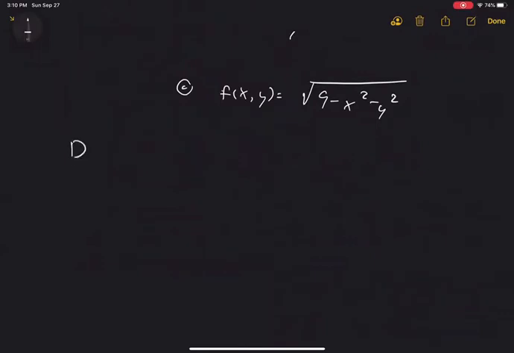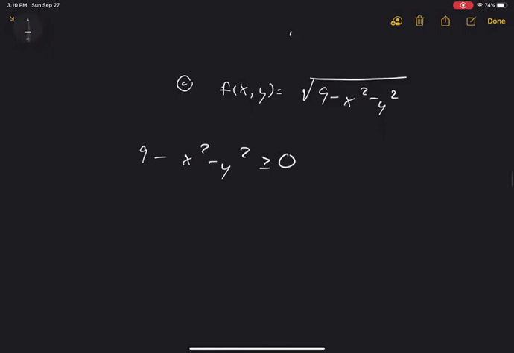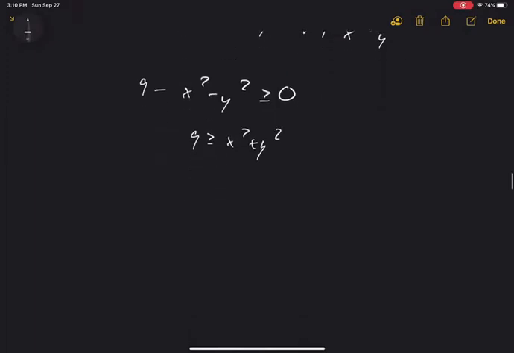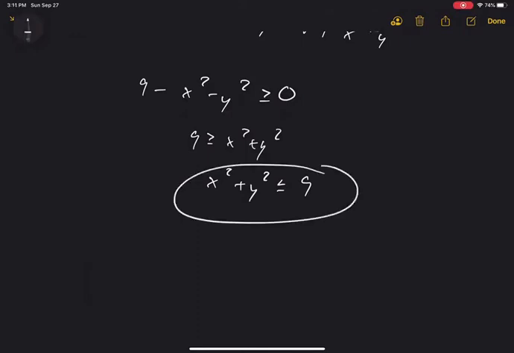What can go wrong? We have a square root, so we don't want to take the square root of negative numbers. So we want 9 minus x squared minus y squared to be greater than or equal to 0. In other words, 9 is greater than or equal to x squared plus y squared, which I prefer to write my inequalities like this. Same thing, except I like having my variables on the left side. All right, so I'm working with this inequality.